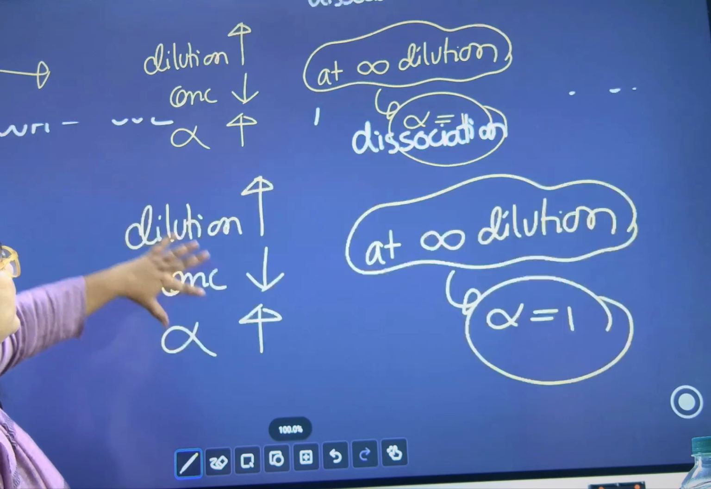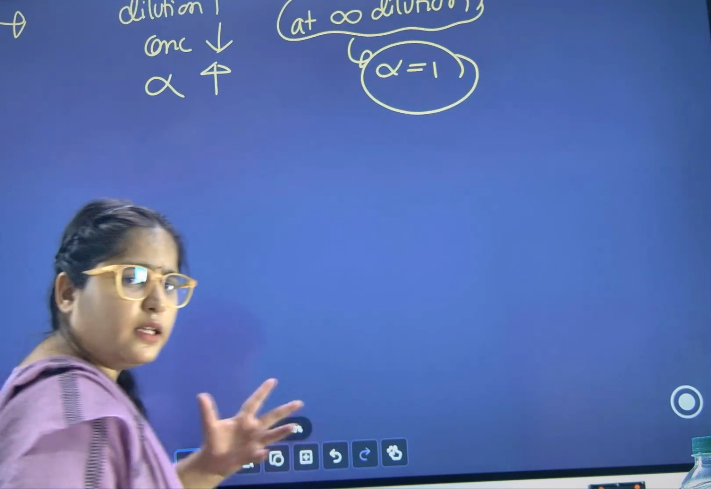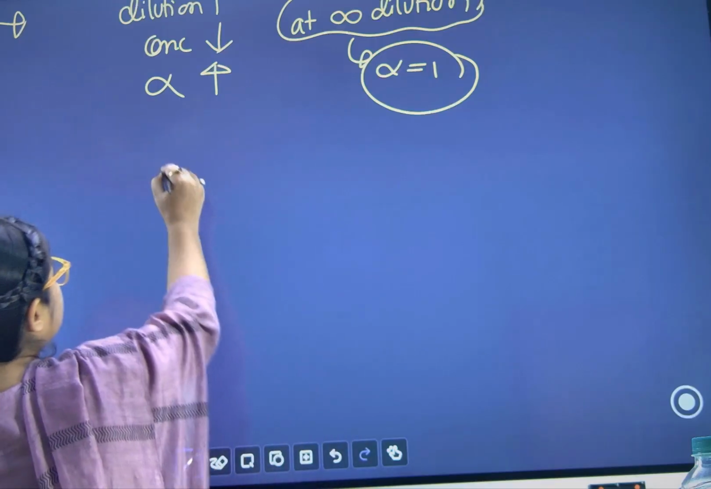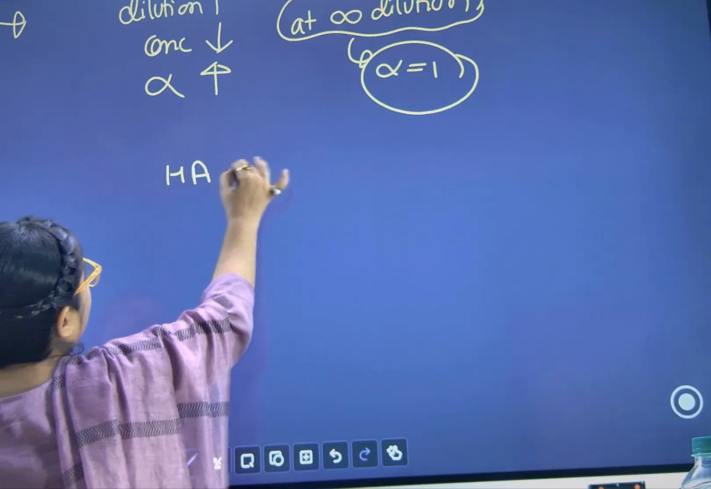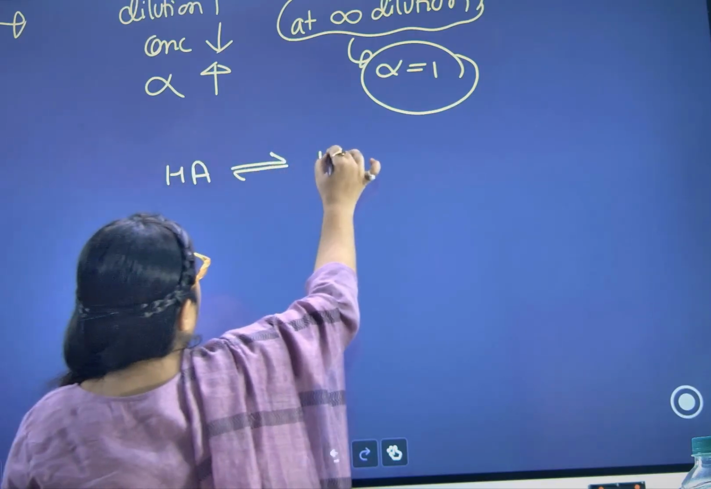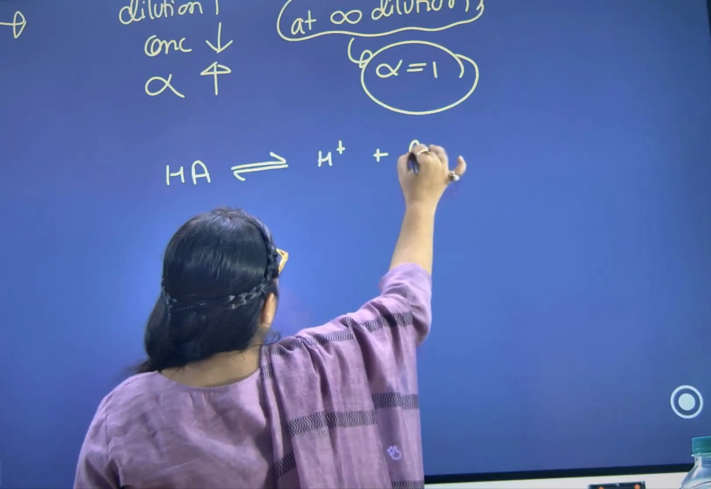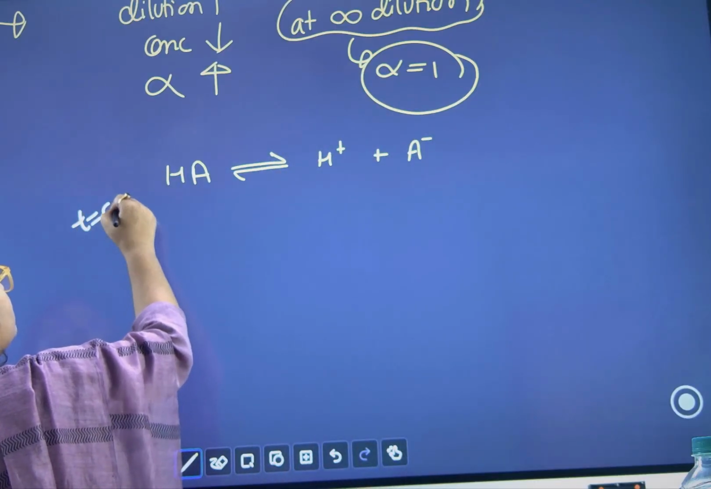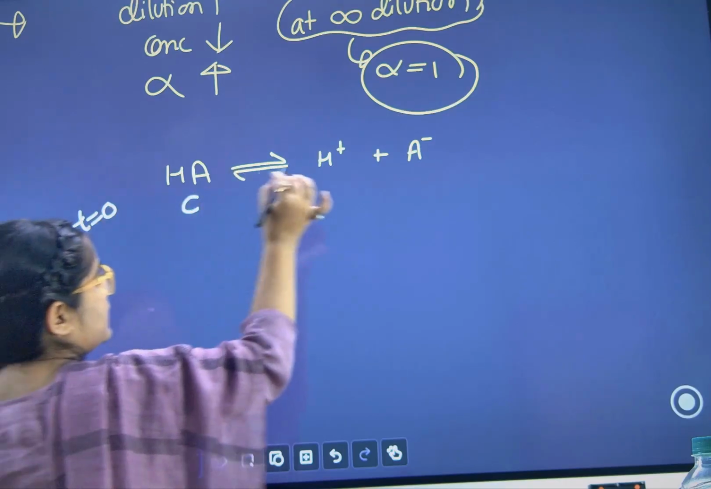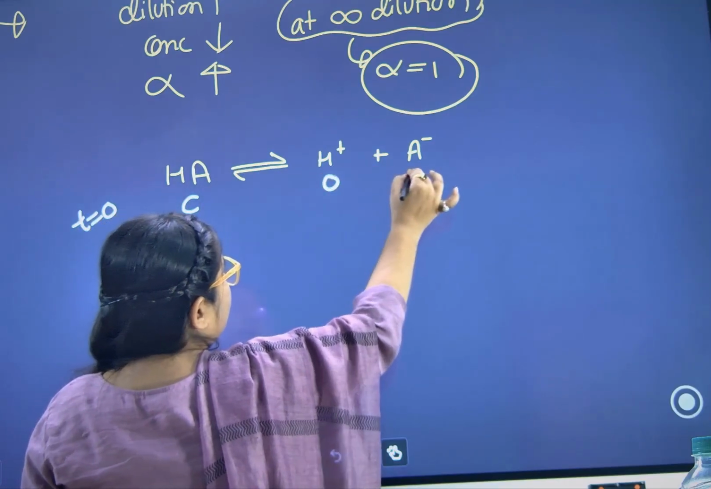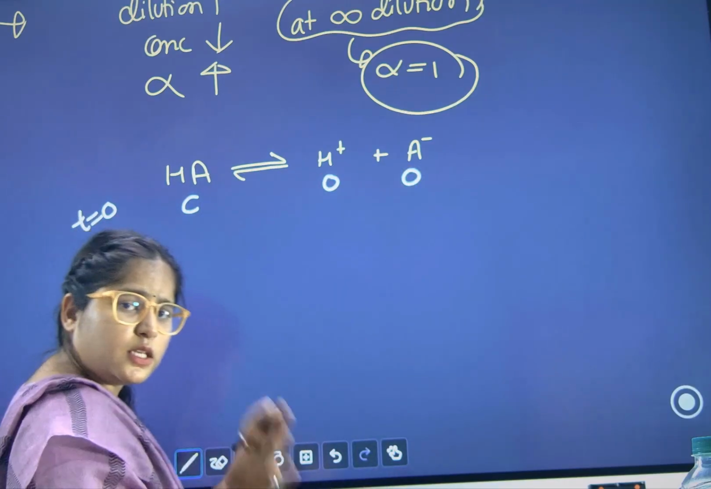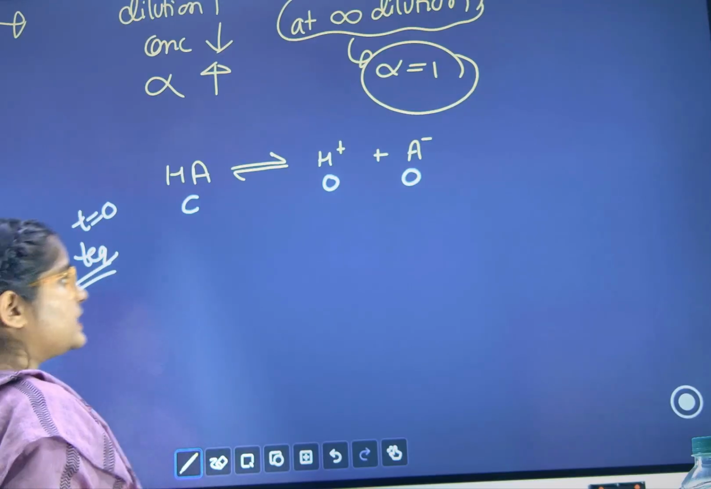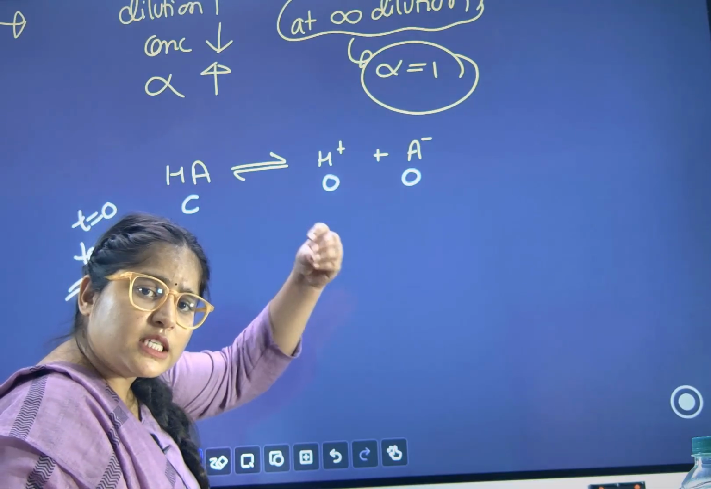Okay, for weak acid. So I am writing here any weak acid. I have already taught you how you will identify weak acids. Let's say HA. So HA will dissociate as H plus and A minus, no doubt. Let's say initially at T equal to 0, the concentration of acid is C and H plus and A minus will be 0, 0. At equilibrium, we are saying that the degree of dissociation is alpha.